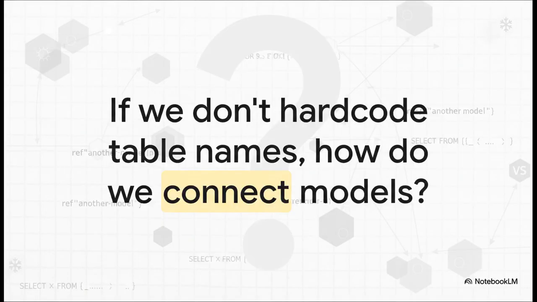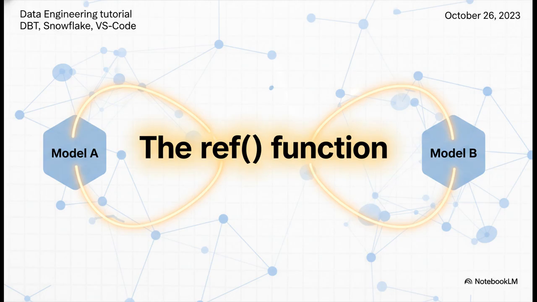Okay, so this brings up a super important question, right? If we're just writing these little select statements in their own files, and we're not supposed to be hard-coding names like myschema.mytable, then how on earth do we connect them? How does one model read data from another? Well, the answer is this one simple but honestly incredibly powerful function. The ref function is the magic glue. It's the secret sauce that holds your entire DBT project together and makes it all just work.